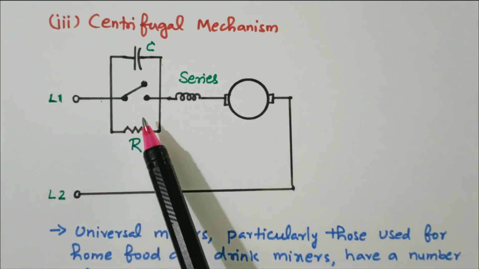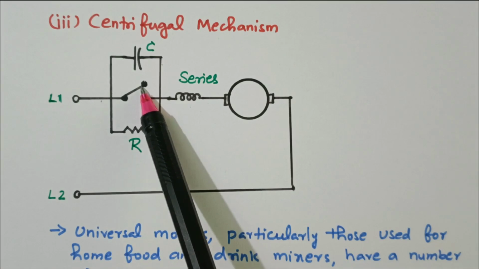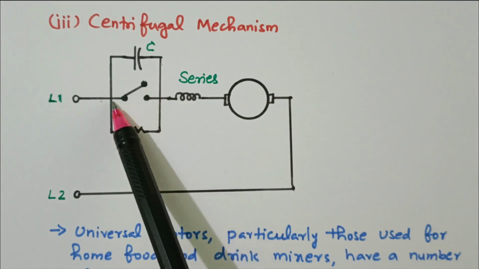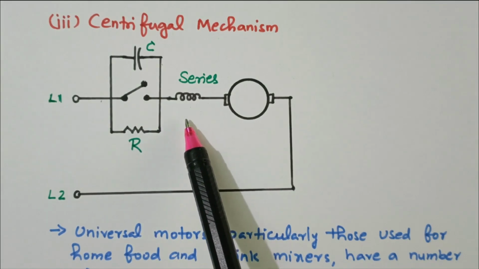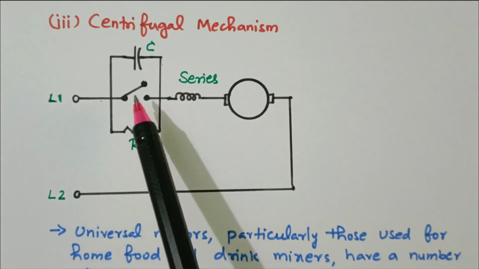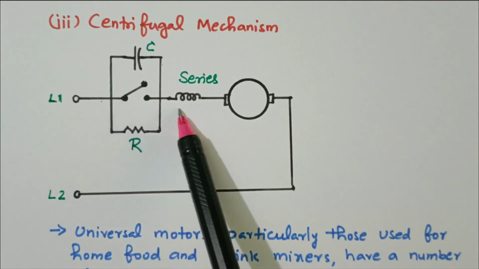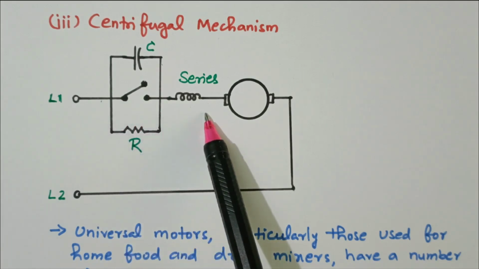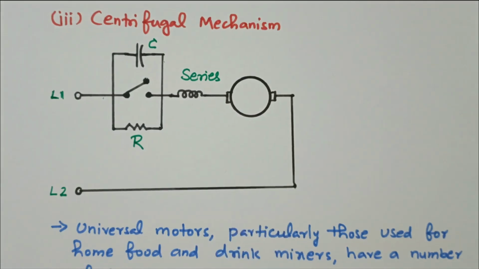If the speed of the motor is high, then we are opening this centrifugal switch, so that current will flow through the resistor and the current is decreased. If the motor is rotating slowly, then we are closing this centrifugal switch. At that time, the current flows directly, so more current will flow and the motor speed will increase. Now we'll see this in detail.